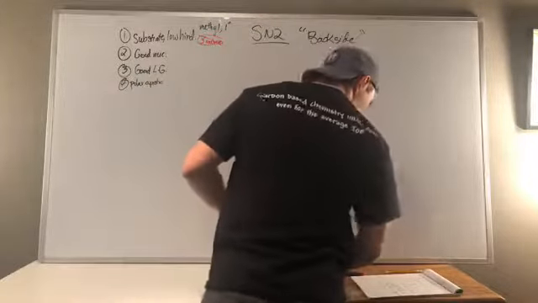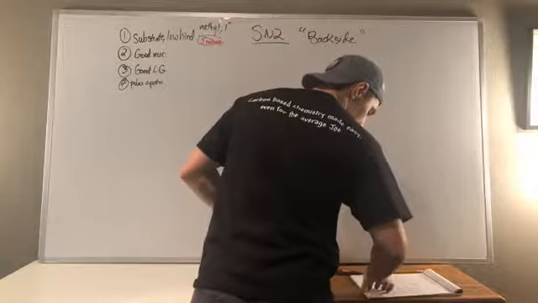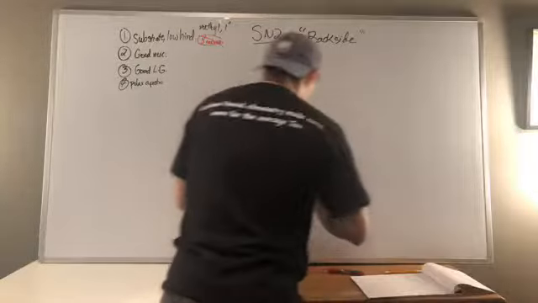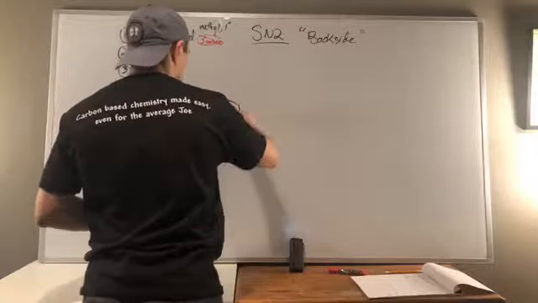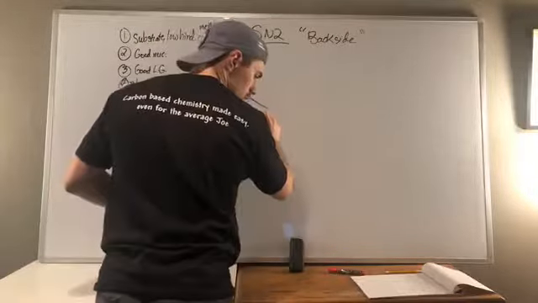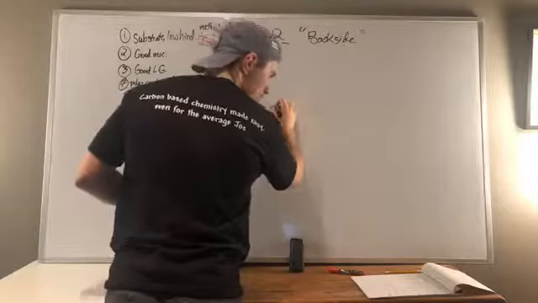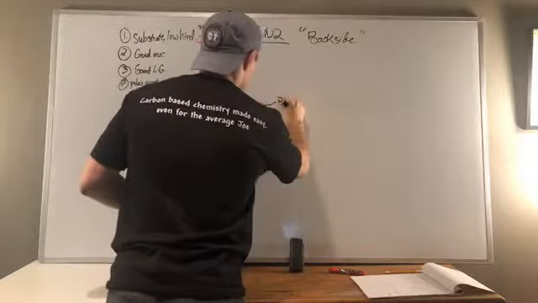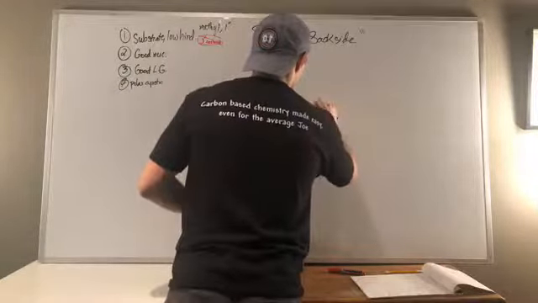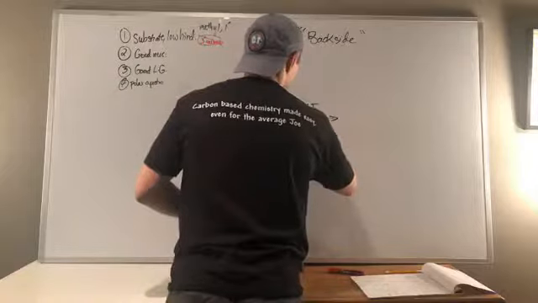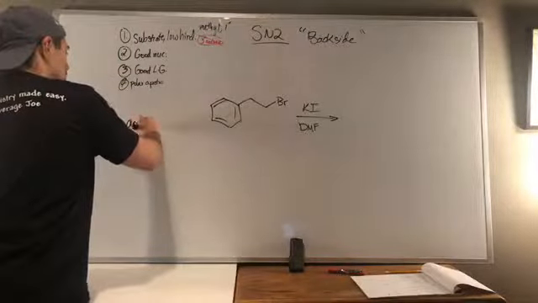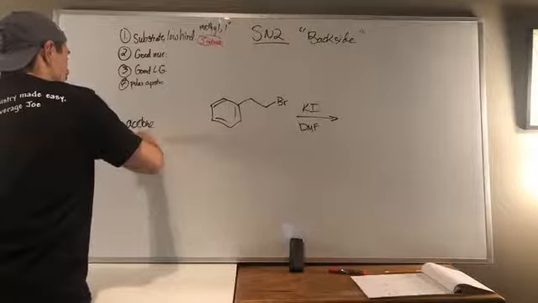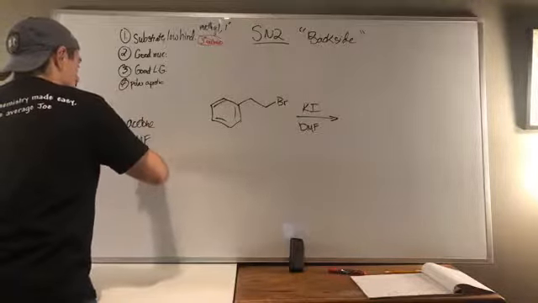Okay, so I'm going to flip my paper. Oh, and you know what? This will be a good opportunity to see a couple more polar aprotic solvents. We'll do this. There's something called DMF. So usually your good polar aprotic solvents are acetone, DMF, and DMSO.